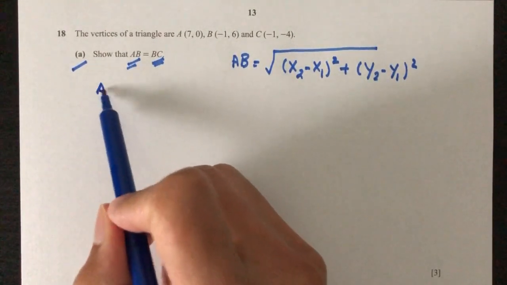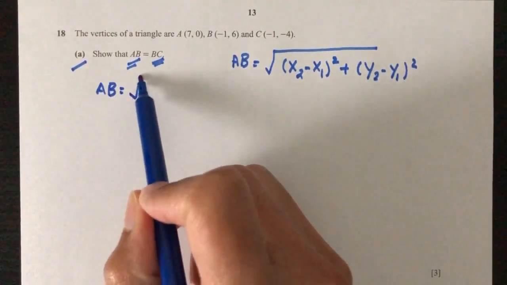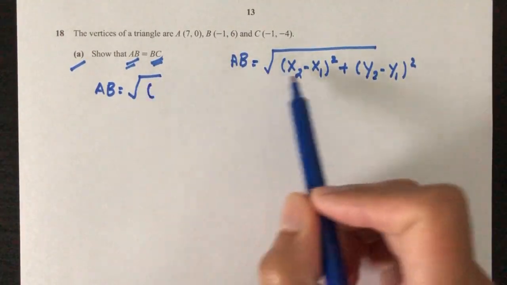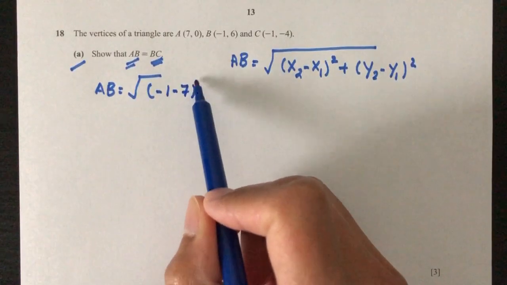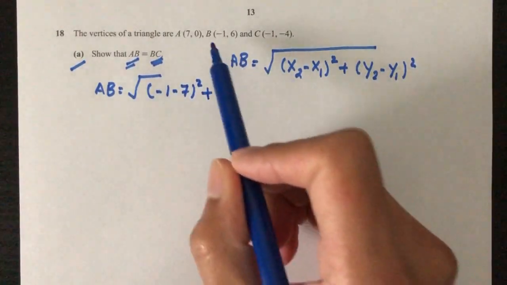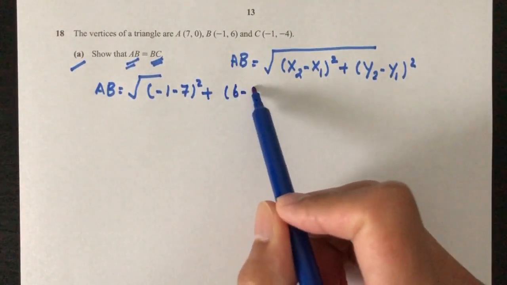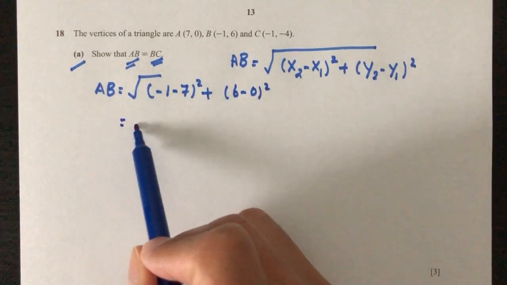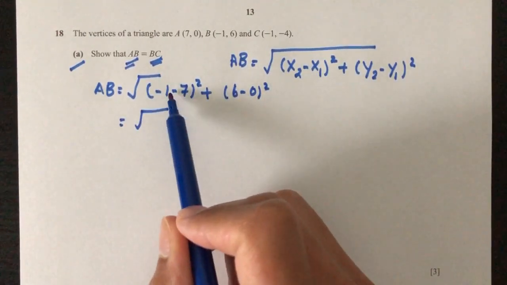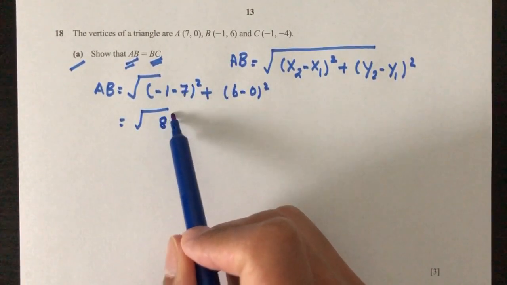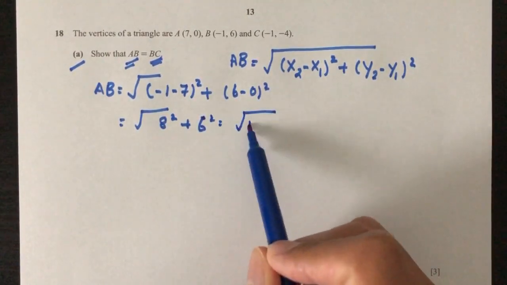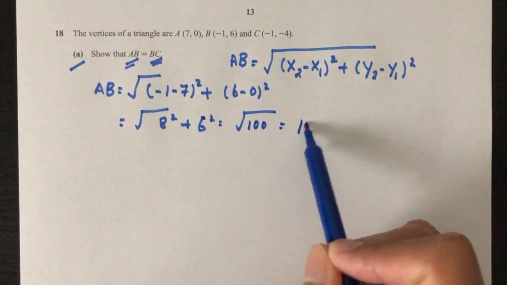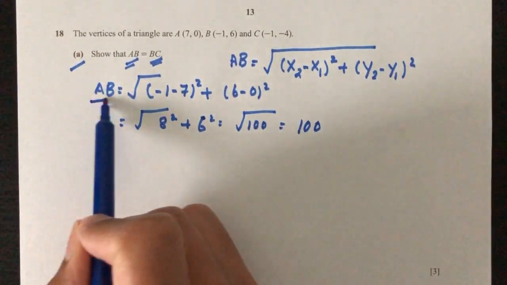First, AB is equal to the square root of x2, which is minus 1 minus 7, squared, plus y2, which is 6 minus 0, squared. Minus 1 minus 7 is minus 8, squared, plus 6 squared. So you will have the root of 100, which is 10. That is the length of AB.